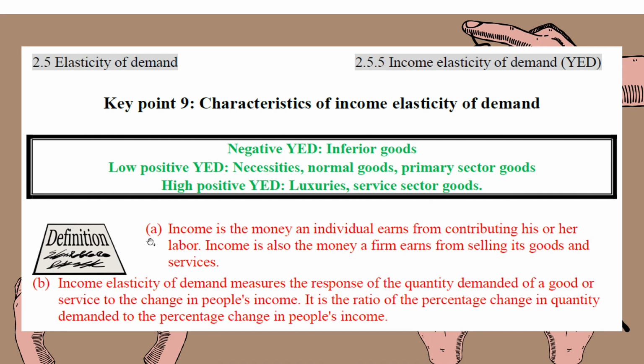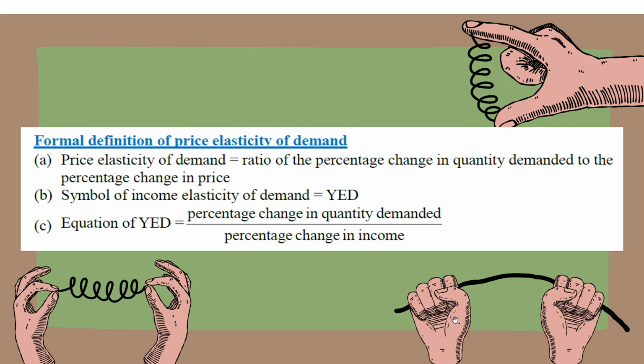Definition: income is the money an individual earns from contributing his or her labor. And income is also the money the firm earns when selling goods and services. So income is a means of transfer. Income elasticity of demand measures the response of quantity demanded for a good to the change of people's income. It's the percentage change of quantity demanded over the percentage change of income. Always the same methodology. Price elasticity, also the income. Sorry, I should change to income.